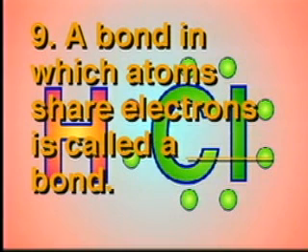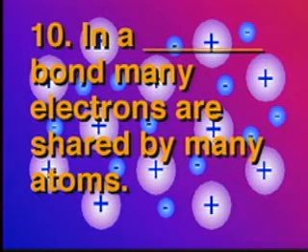Number 9. A bond in which atoms share electrons is called a covalent bond. Number 10. In a metallic bond, many electrons are shared by many atoms.